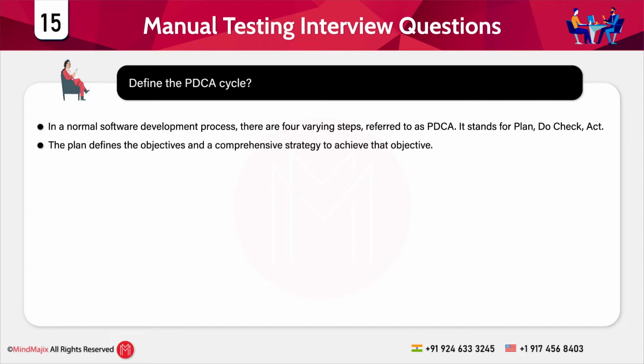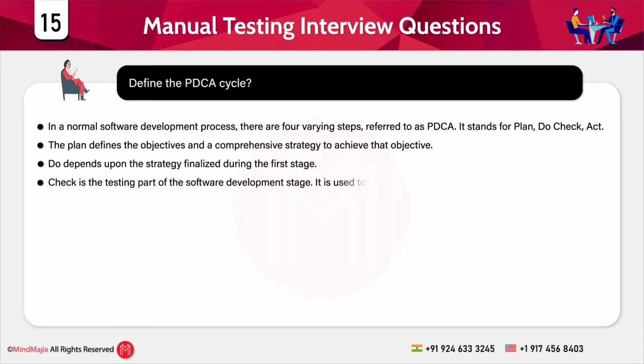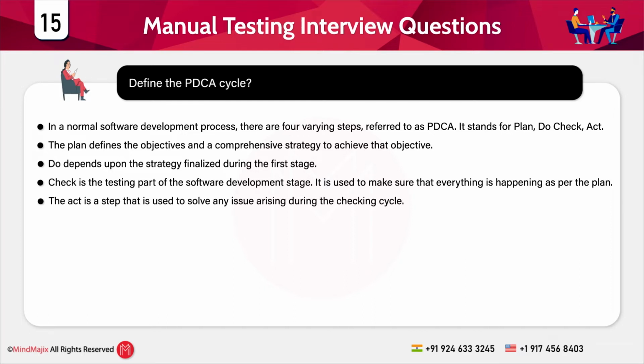The plan defines the objectives and the comprehensive strategy to achieve that objective. Do depends upon the strategy finalized during the first stage. Check is the testing part of the software development stage. It is used to make sure that everything is happening as per the plan. And the final step is act, which is used to solve any issue arising during the checking cycle.